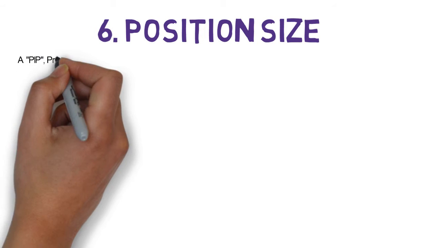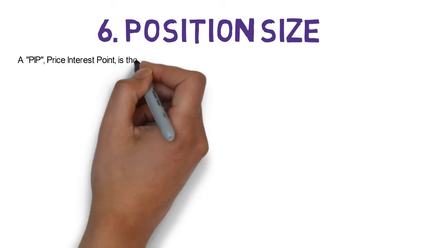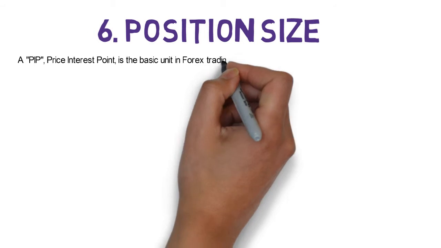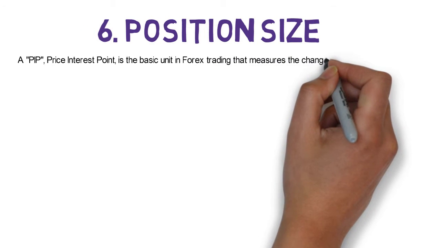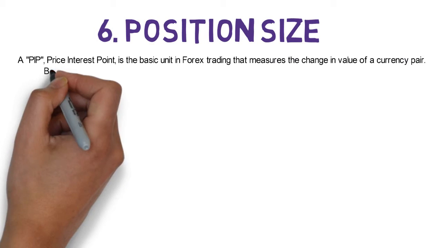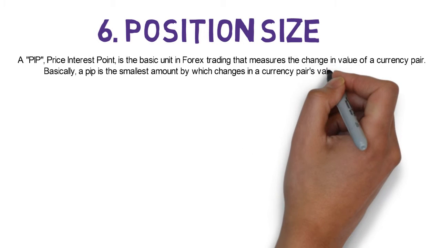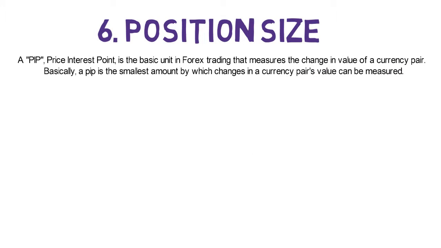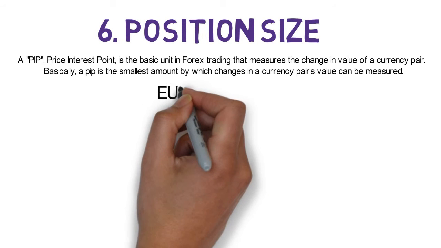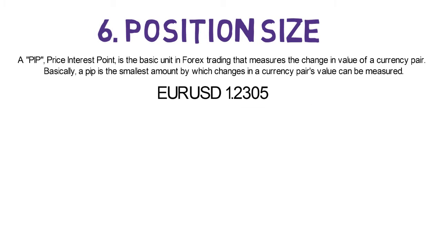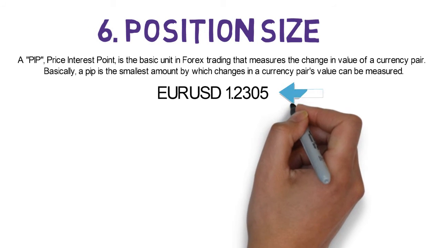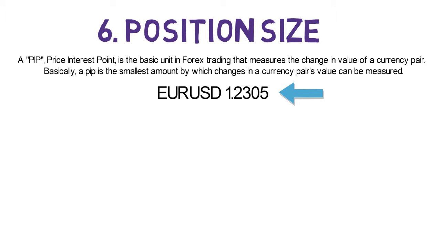So first, let's talk about pips. A pip, which is price interest point, is the basic unit in Forex trading that measures the change in value of a currency pair. Basically, a pip is the smallest amount by which changes in a currency pair's value can be measured. Most currency pairs have 4 decimal spaces, and the pip is represented by the 4th decimal space. So for example, if the price of the Euro USD is 1.2305, the 5 at the end represents the pip.